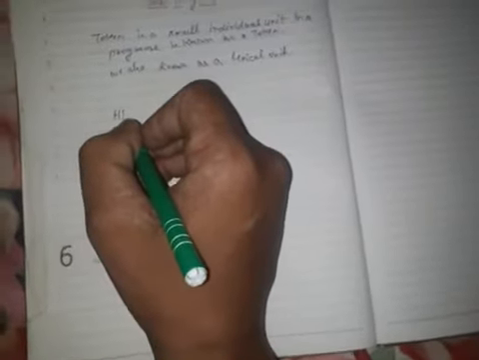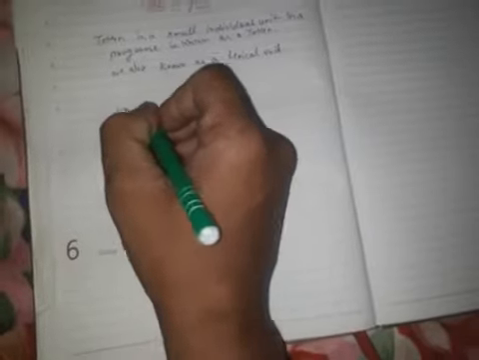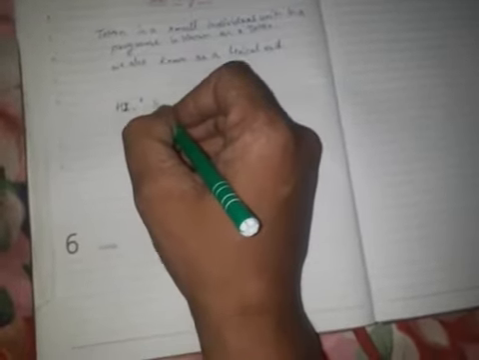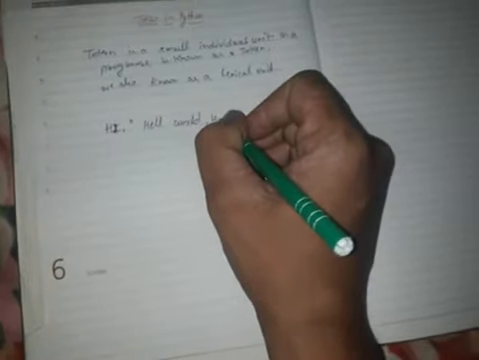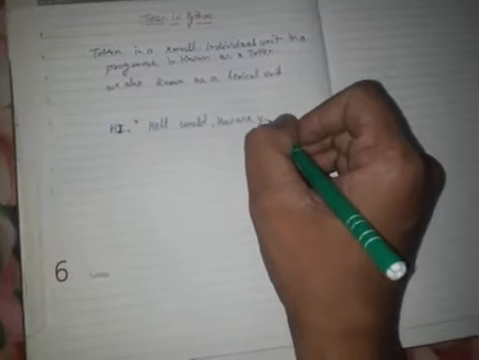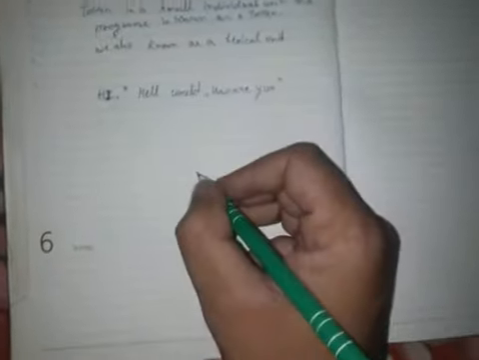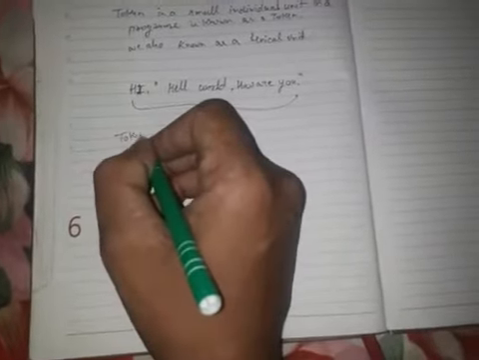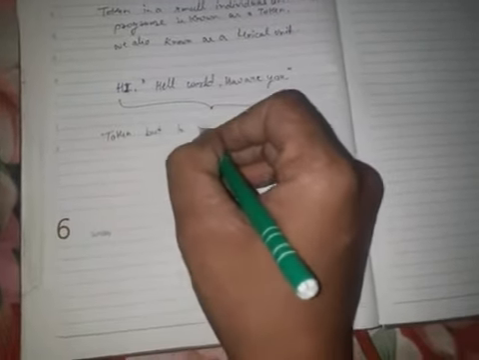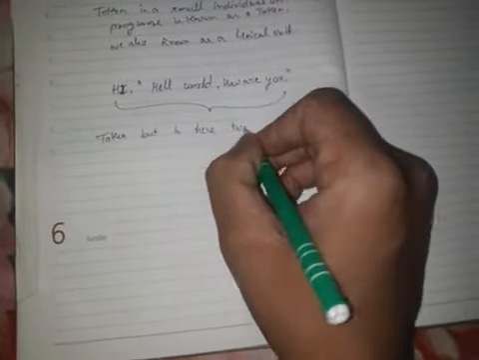Okay, then let's take one example, like: "Hi, hello bird, how are you?" Here the token is in an English sentence. The whole sentence is a token, but here there are two types of token.